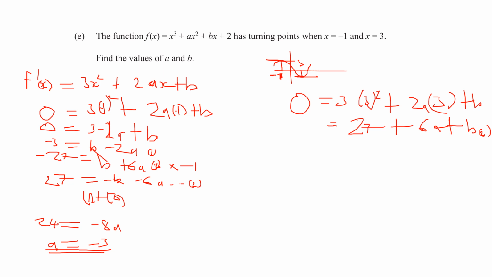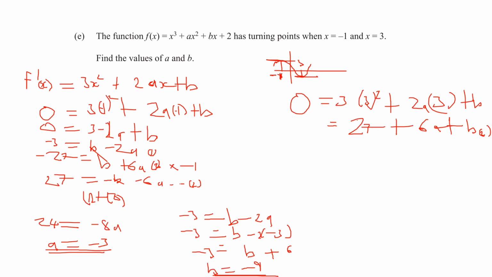Right, and then what do we do to find b? We already know that minus 3 is equal to b minus 2a. So minus 3 is equal to b minus 2 multiplied by minus 3. So minus 3 is equal to b plus 6. So b is equal to minus 9. That is what b is, right?